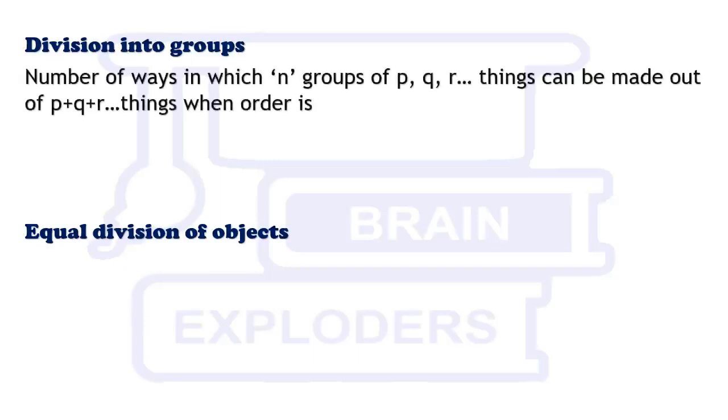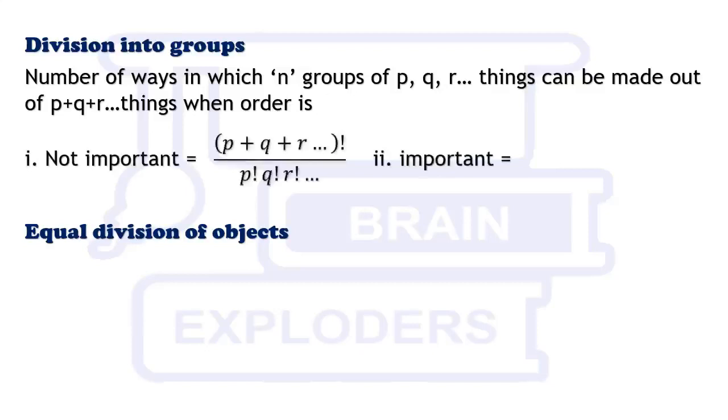So now here is the generalization for this. The number of ways in which n groups of p, q, r things can be made out of p plus q plus r things, when order is not important, is (p plus q plus r) factorial over p factorial times q factorial times r factorial, and when order is important we just multiply by the factorial of the number of groups.